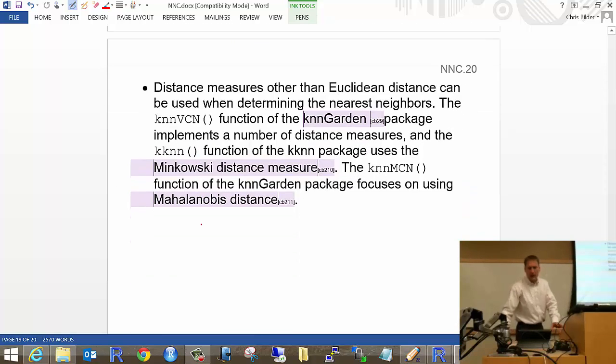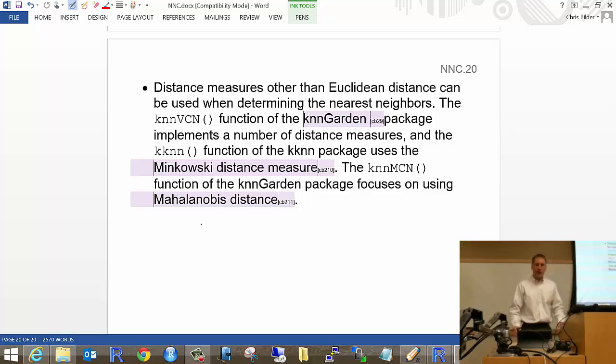And lastly, there are other distance measures that you can use too. It doesn't have to be Euclidean distance. There are some references there too if you are interested. Okay, that concludes our nearest neighbor classification. Are there any questions?